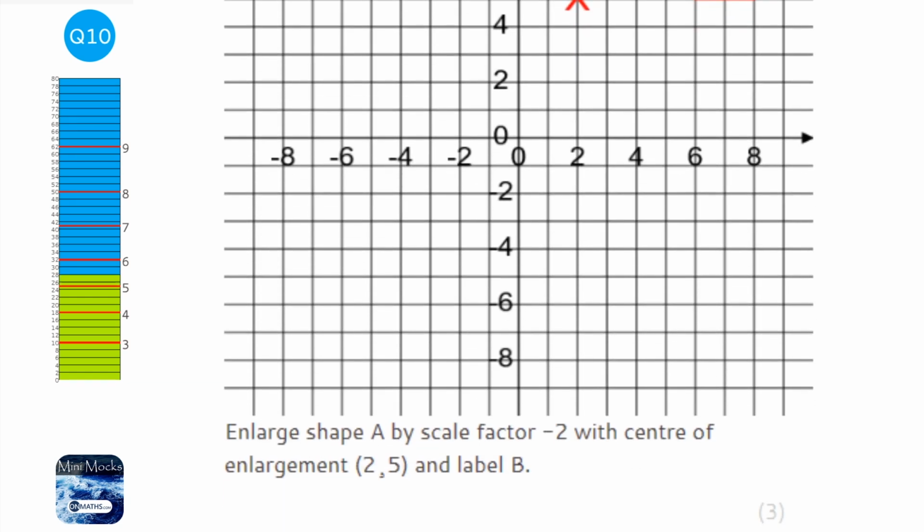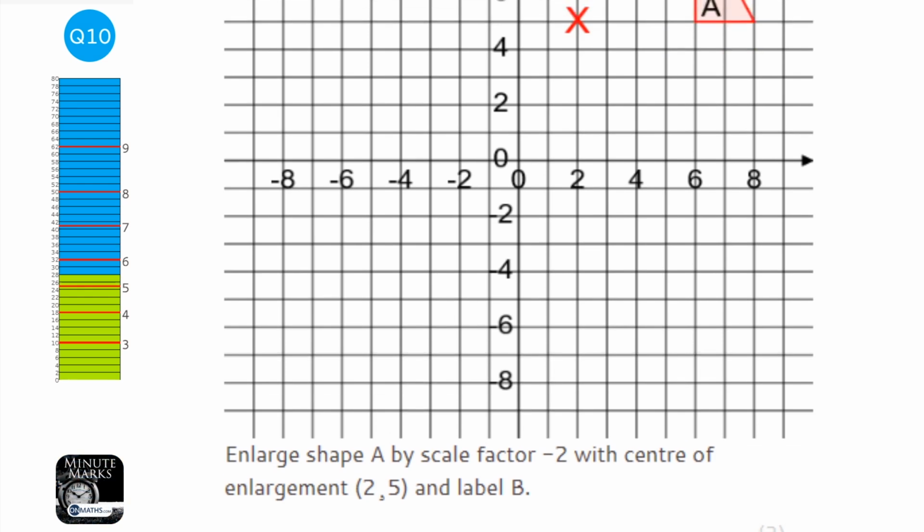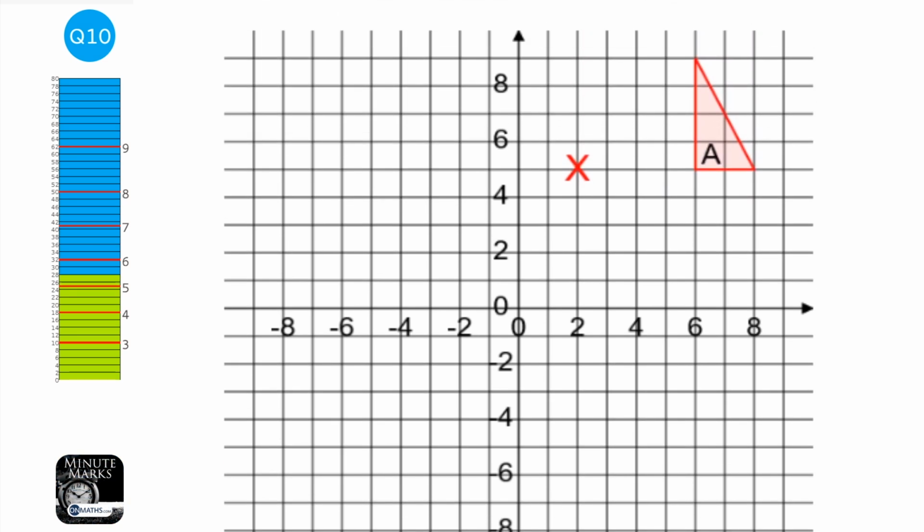Okay, so in this question, we're asked to enlarge shape A by scale factor -2 with the centre of enlargement 2.5. So normally, we'd first of all put the centre of enlargement on, but it's already done for us. So what I need to do now is draw my ray lines, but because it's negative, we know they're going to go through the centre of enlargement. So I'm going to draw my ray line. I don't need to do the bottom right one because it will essentially be the same thing. And let's do this one. Let's try and get it as perfect as we can.